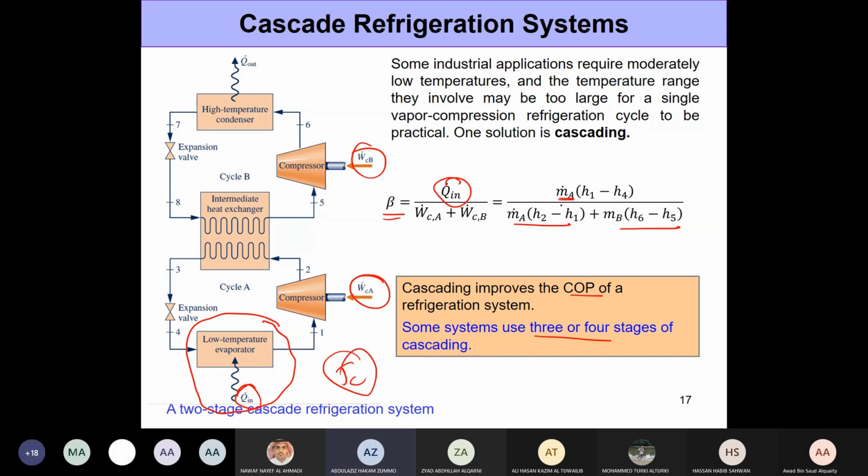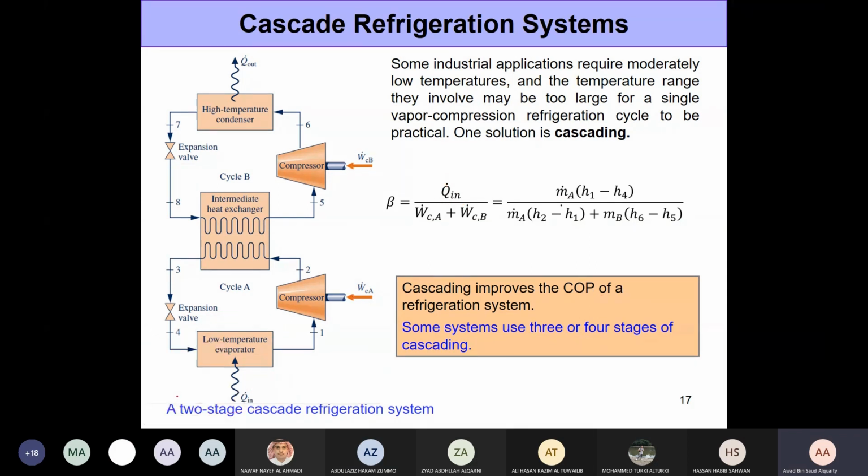Okay, so this is a rather simple version of the modification. Here the mass flow rates are different, and if you want to determine them, then you may have to apply an energy balance on the intermediate heat exchanger. There's a good example problem in the textbook. Have a look at this.